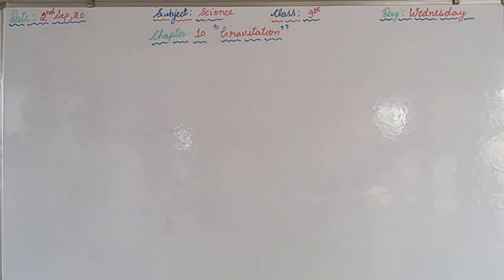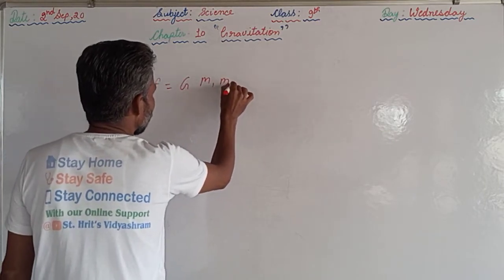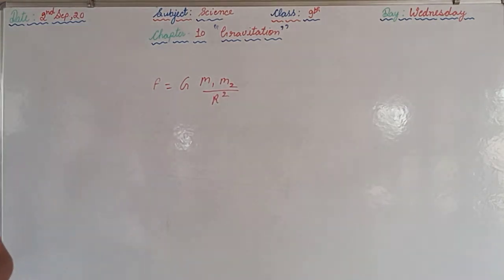At the same time we have formulated that F is equal to G m1 m2 upon r square, where F is the force. So the example is there. The example is example 10.1 on page number 134. In this example, first of all we should read this. The mass of the earth is 6 into 10 raised to power 24 kilogram, and that of the moon is 7.4 into 10 raised to power 22 kilogram. If the distance between the earth and the moon is 3.84 into 10 raised to power 5 kilometers, calculate the force exerted by the earth on the moon.